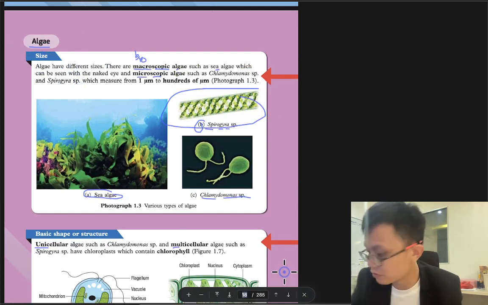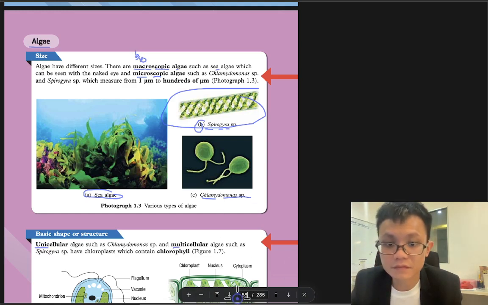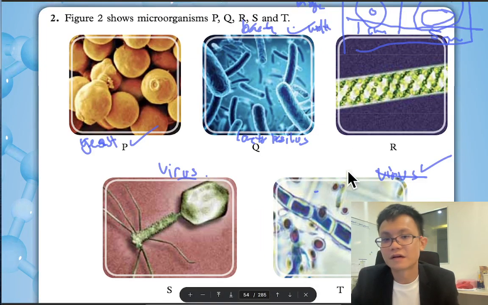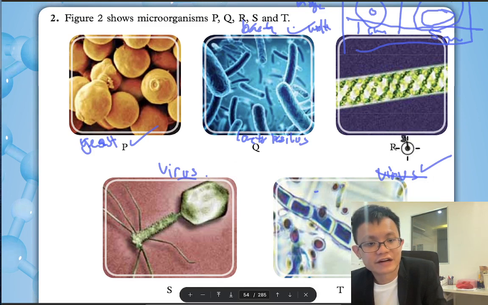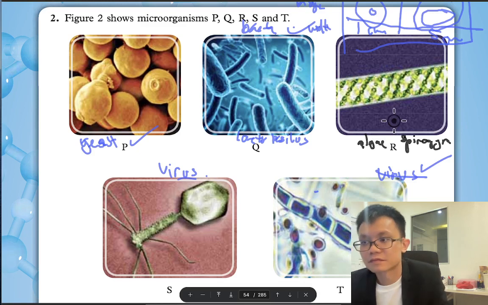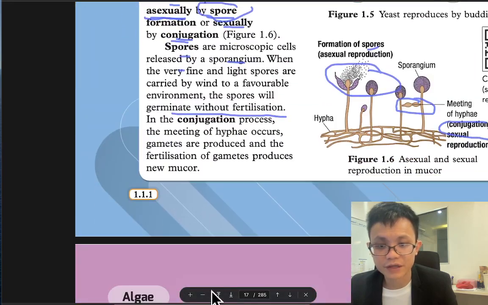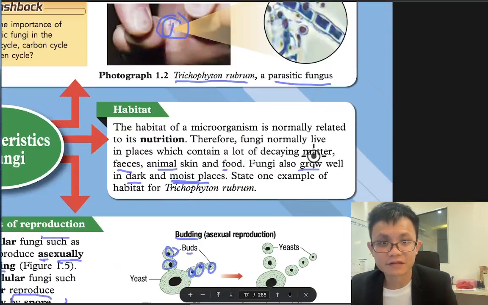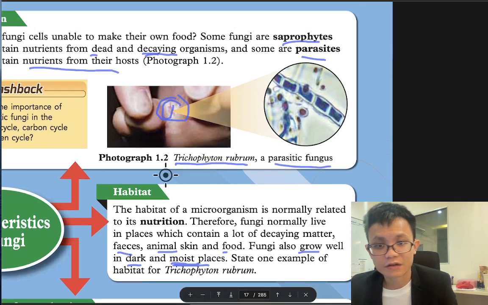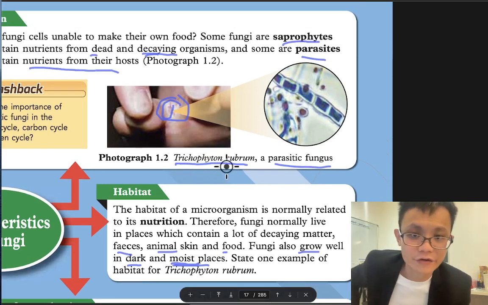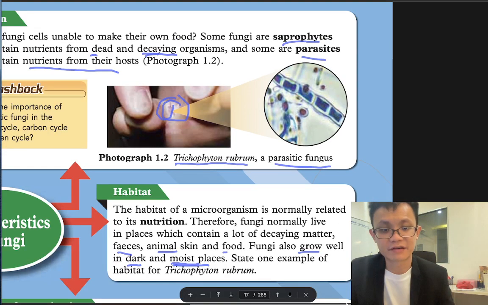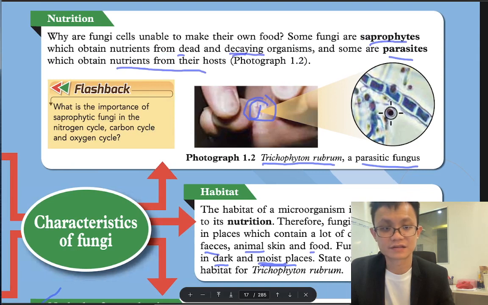So let's go to our page again. Let's wait for a while. Okay, so this one R will be Spirogyra. So this will be algae. And then for what page is this? For page 7. So we can see this is Trichophyton rubrum, and this is a parasite. It's a fungus. Okay, so I just write here a parasite fungus.